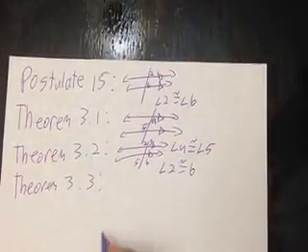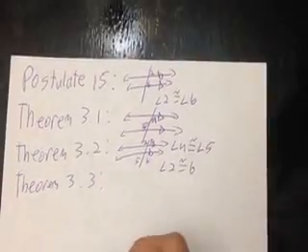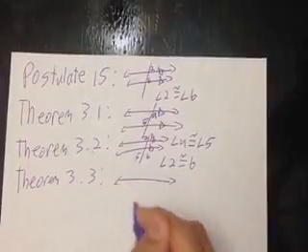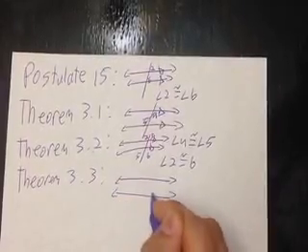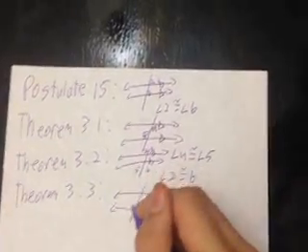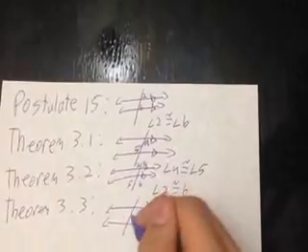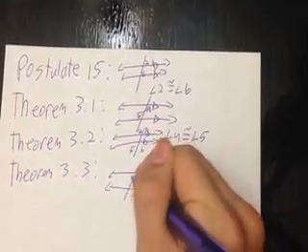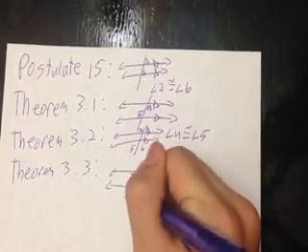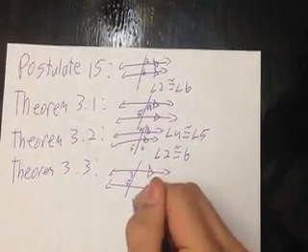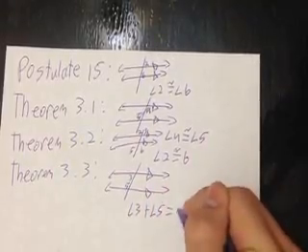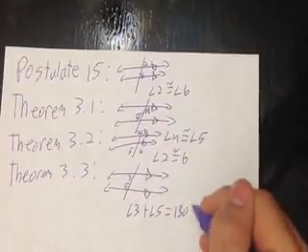Theorem 3.3, the consecutive interior angles theorem. This one's a little weird. You have two parallel lines here, cut by a transversal. Now instead of them being alternates, they are on the same side. So like 3 and 5. And instead of them being congruent, angle 3 plus angle 5 actually equals 180 degrees.